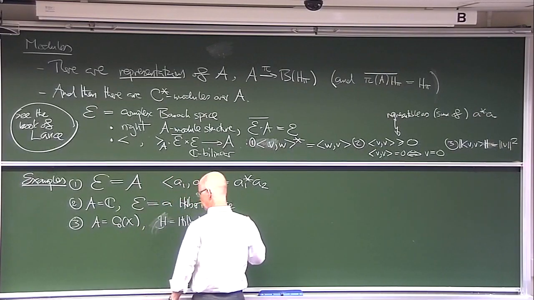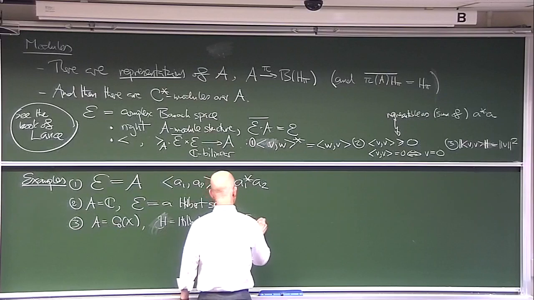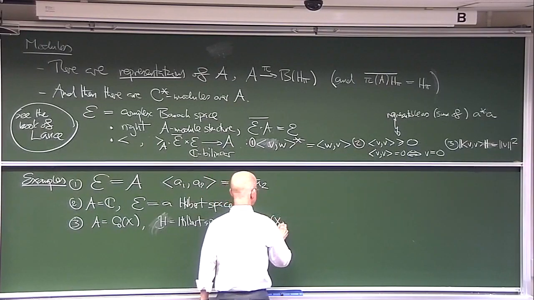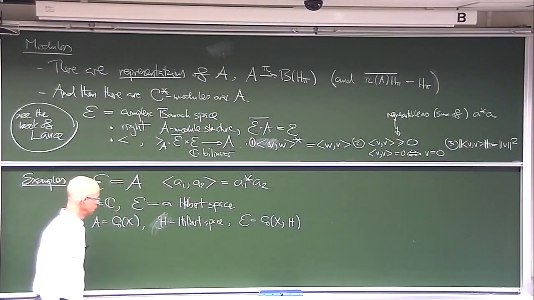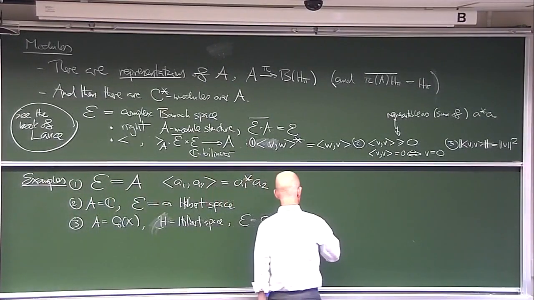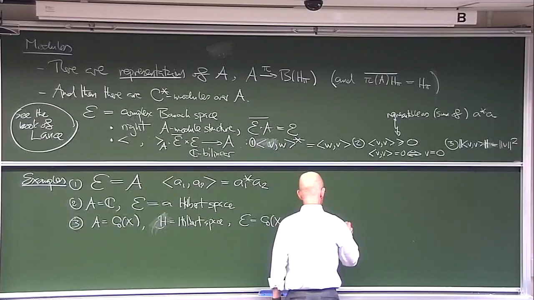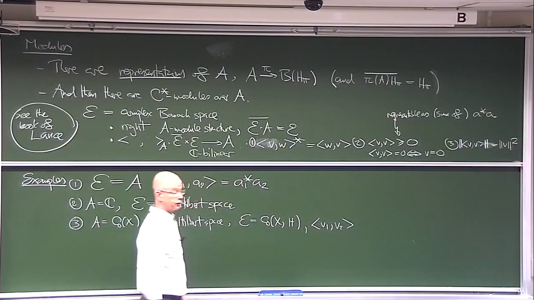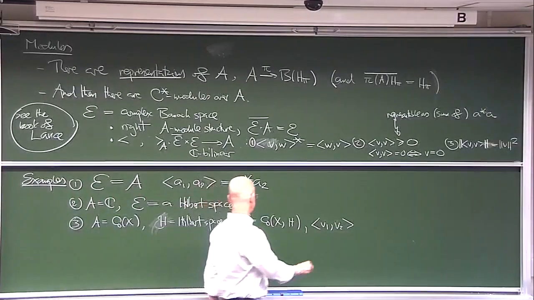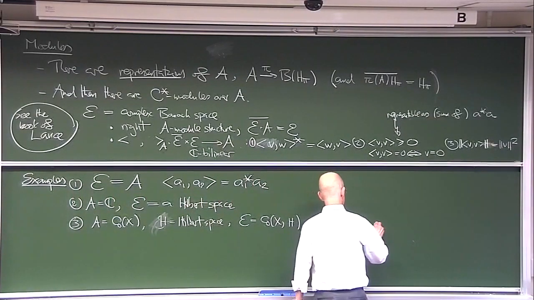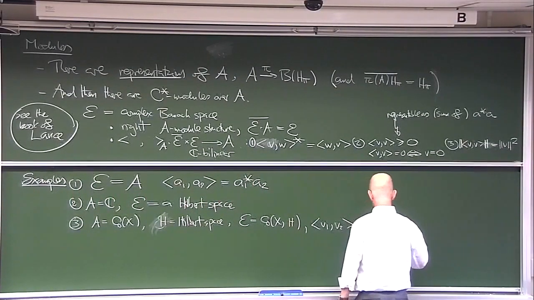Then you can do the following thing. You can define E to be the functions on X, continuous, vanishing at infinity, with values in H. And if you have two such functions, when you take their inner product, you're supposed to get a scalar function. And that scalar function is supposed to evaluate at x, and that's just the inner product in H of v1(x) and v2(x).